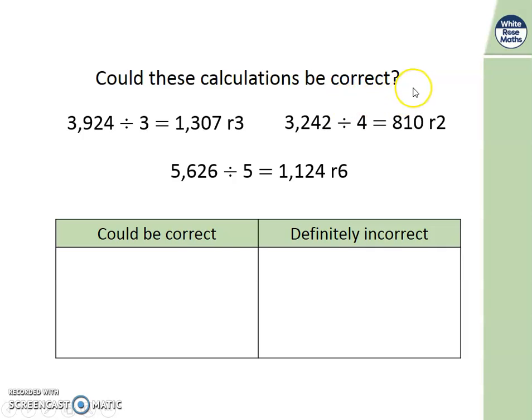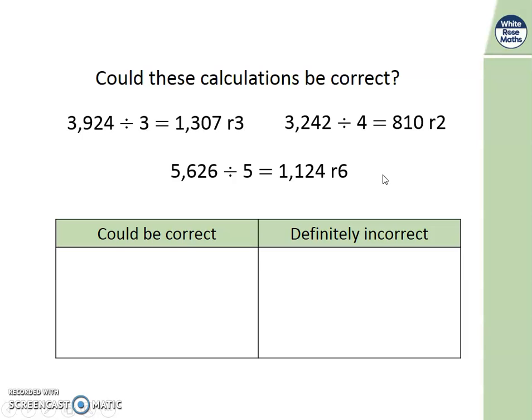Let's have a look at this question. You will have one like this today. Could these calculations be correct? Now I want you to make a link back to what we did earlier in the week when we talked about how big the remainder could be when you know what the divisor is. And we learned that when we look at the divisor, that's the number we divide by, the remainder can only be up to 1 less than this. Use that fact to help you decide if these calculations could be correct.